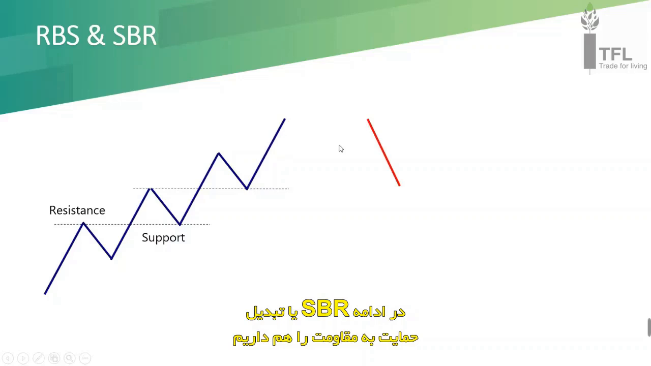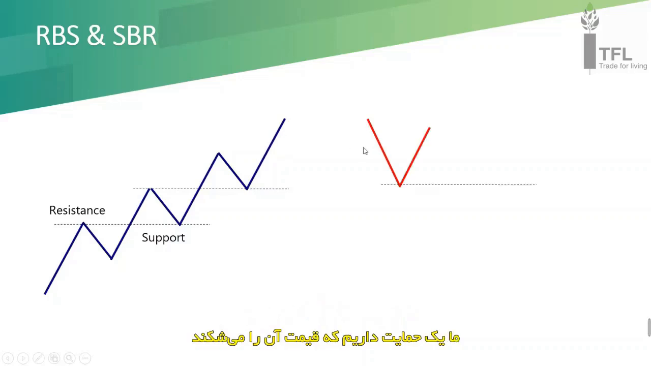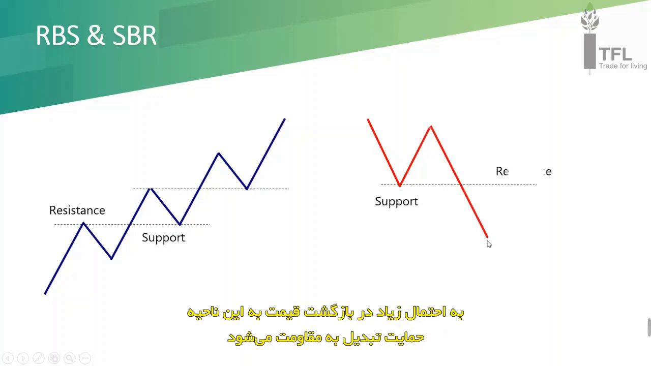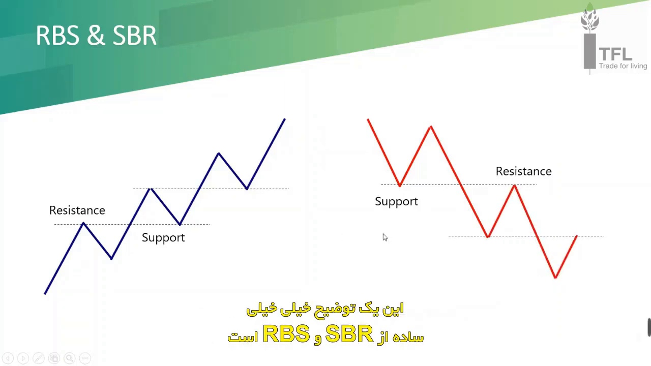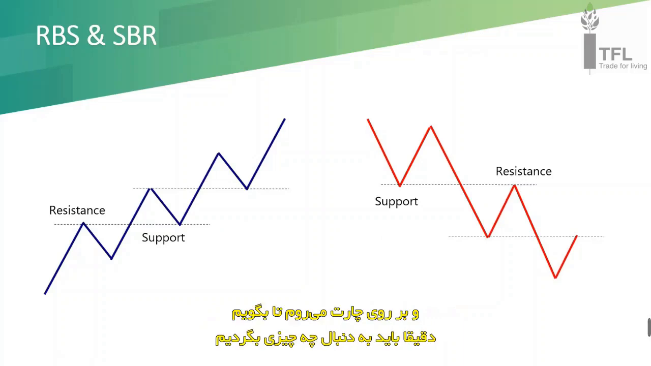So the next one, of course, will be the SBR. The support became a resistance. So we have a support, price went through. So very likely when the price comes back to this area, it will become a resistance. So this is a very, very simple explanation of SBR, RBS. Not only that, I will go into the real chart. I'm going to explain to you exactly what you should be looking for.